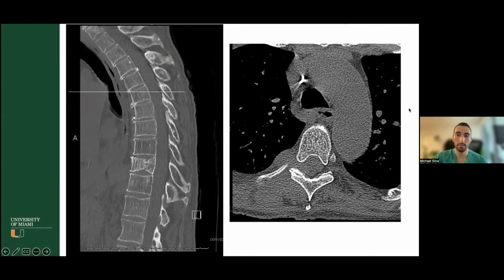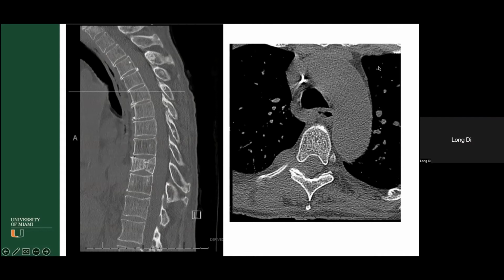Long, I think you're on mute. Sorry. Yeah. So CT of the thoracic spine, sagittal and axial sequence. There's a compression fracture of probably a mid to lower thoracic vertebra.